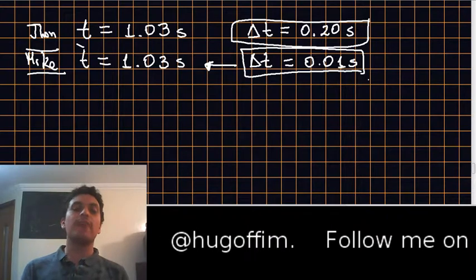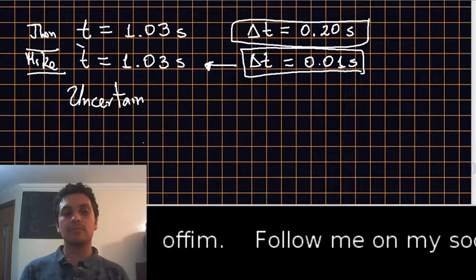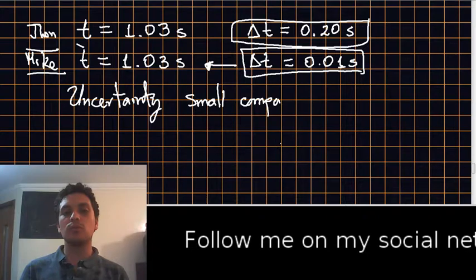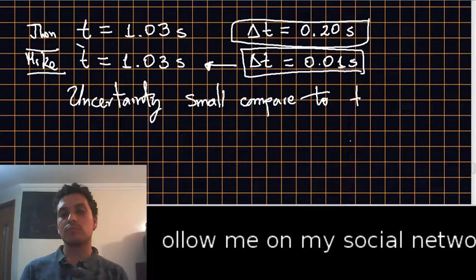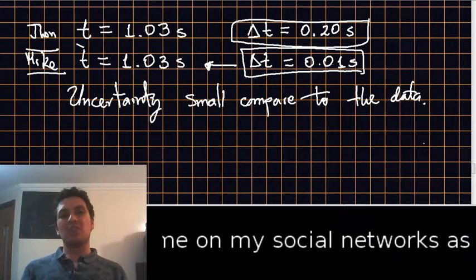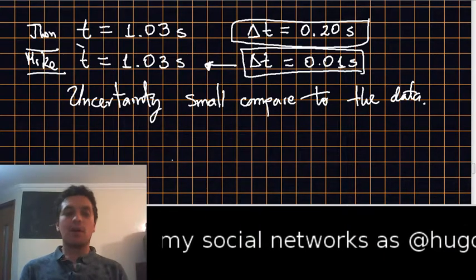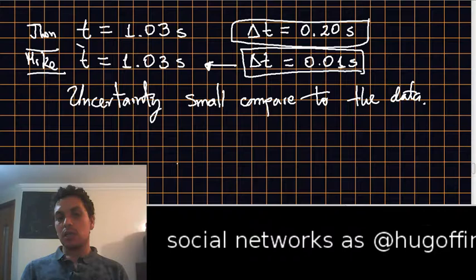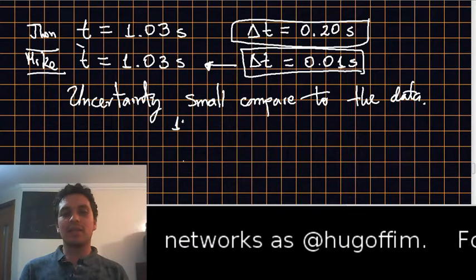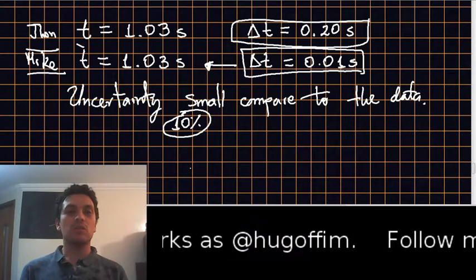So the second factor to check reliable data is to have an uncertainty small compared to the data. Okay, that's very important to have small uncertainties. Usually, if you have some experiments at home, we can say that 10% is a good result to have an uncertainty.